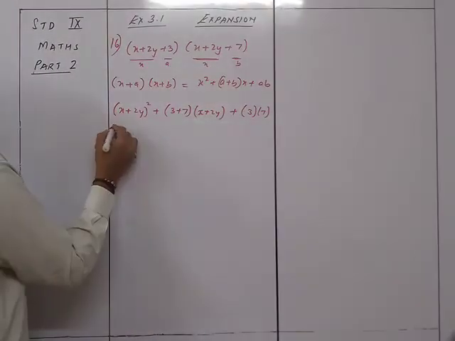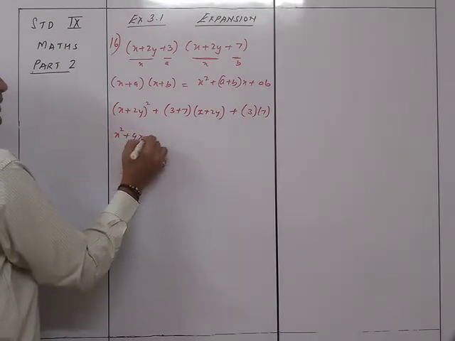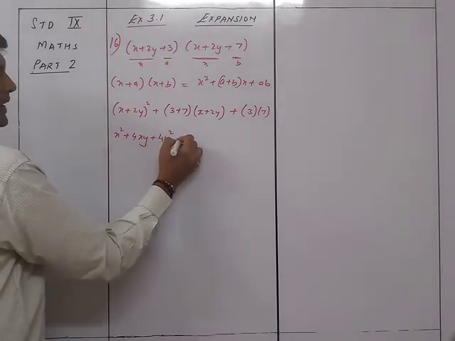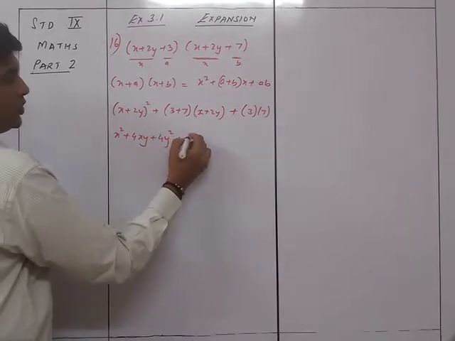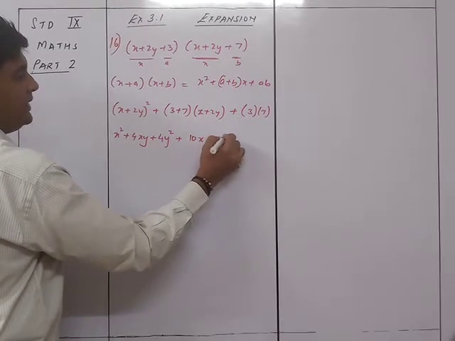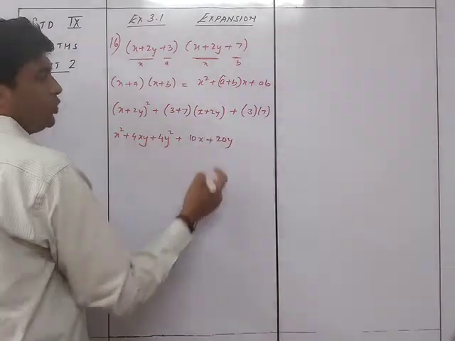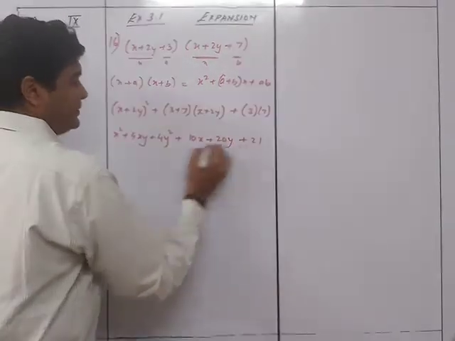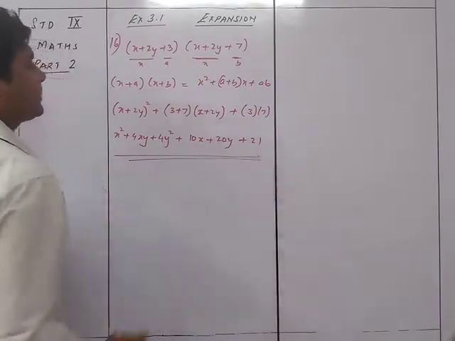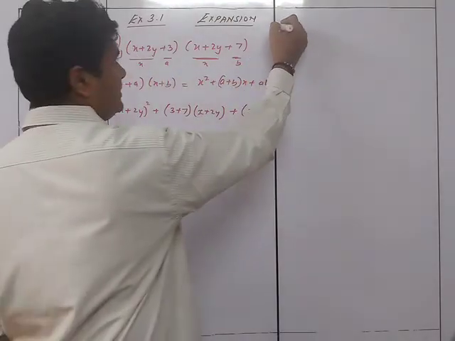So when you open the bracket, it will be x square plus 4xy plus 4y square, plus, now this is nothing but 10, so it will be 10x plus 20y, whereas 10 into x and 20 into 2y, plus 21. There is nothing common, so that's the answer. That was 16's first part.